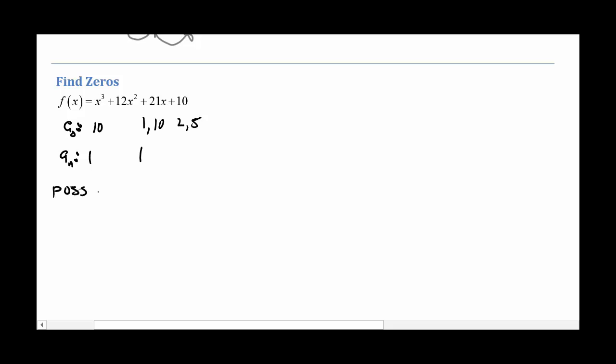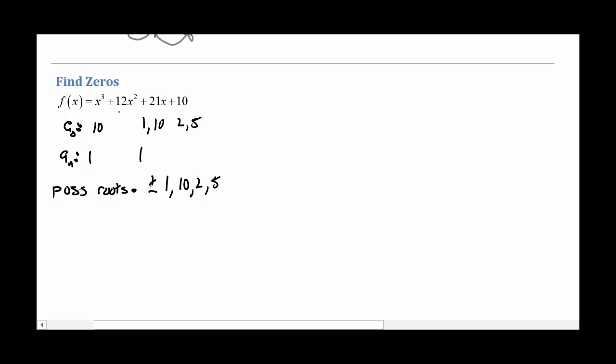Okay, so the possible roots are plus or minus, and I could have 1 over 1, 10 over 1, 2 over 1, or 5 over 1. Okay, so how many total possibilities do I have here? So I got 4 positive and 4 negative, so I got 8 possibilities. And before I start plugging in numbers and guessing, let's see if we can narrow this down a little bit.